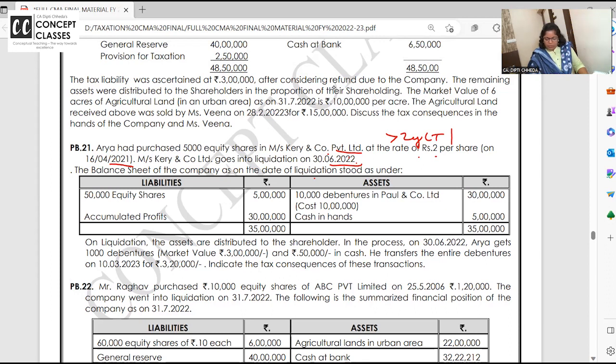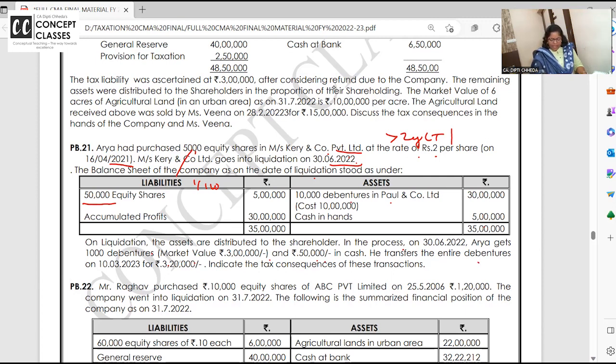Now, balance sheet is given to you. 50,000 equity shares, accumulated profits, and the company has 10,000 debentures. On liquidation, assets were distributed to shareholders. Total how many equity shares are there? 50,000. Out of that, Arya is holding how much? 5,000 out of 50,000. That is 1/10. In the process, Arya gets 1,000 debentures. The market value is 3 lakh. And cash also she gets 50,000. 1/10. Are you all getting?